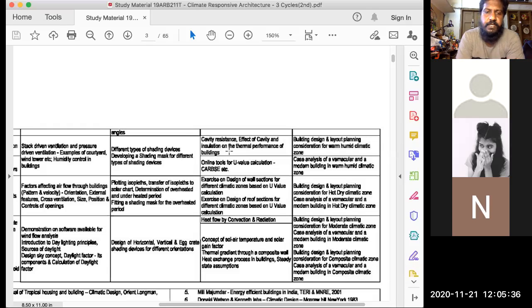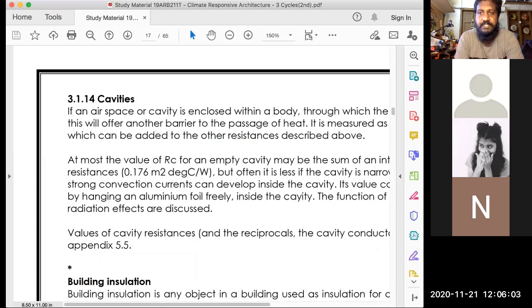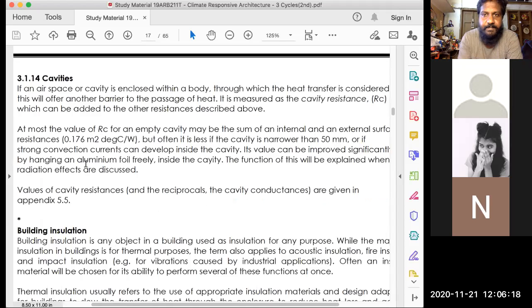So what we look into today would be cavity resistance, the effect of cavity and insulation on the thermal performance of a building, then heat flow by convection and radiation, the concept of solar temperature and solar gain temperature, thermal gradient in a composite wall, heat exchange process in buildings, and the final one is steady state assumptions. These are not much, but we would have experienced all of these things, we would have seen all of these principles used. But what would be new is that we are looking into a theoretical format of it in these units. Otherwise, I'll relate each of these to a real-time function so that you have a better understanding.